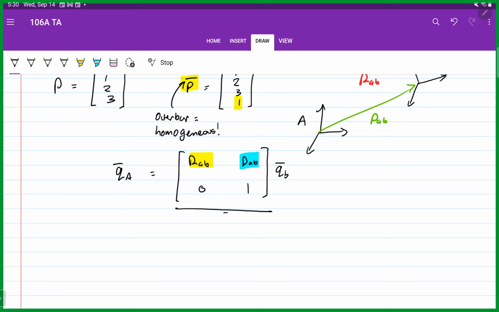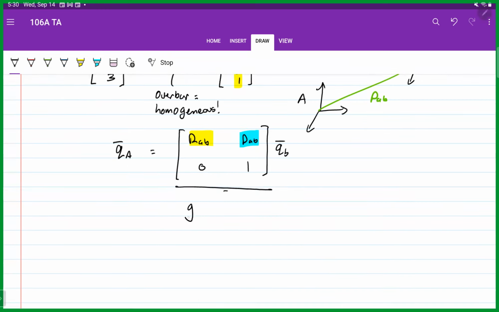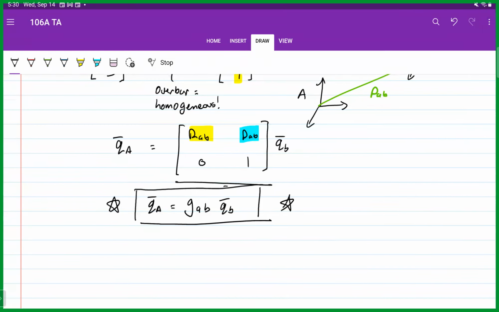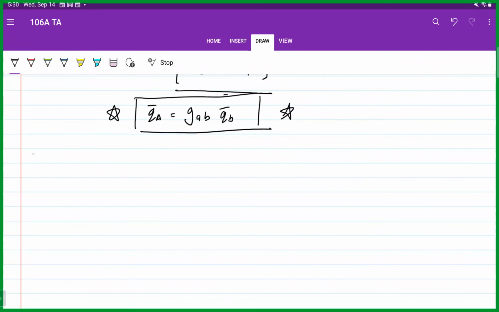So since this matrix summarizes everything that we need to know about a general rigid body transformation, we're going to give it a special name, all right? We're going to call this matrix like a GAB, all right? And you can think of that G as like standing for general, since this is the general case. And when we write this all out, we have QA bar equals GAB times QB bar. All right, perfect. So this is how we transform between two different frames in the general case of rigid body motion.